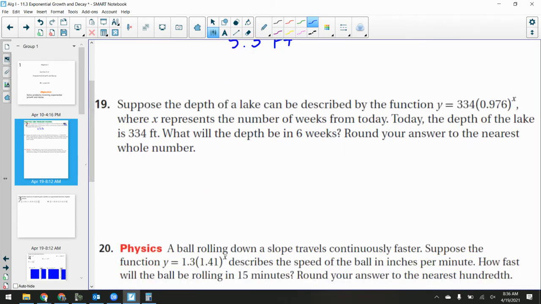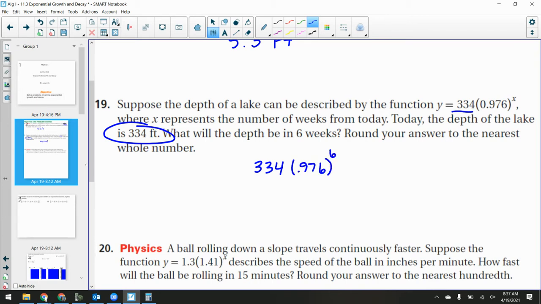All right, same thing with 19 here. Suppose the depth of a lake can be described by the function 334 times 0.976 to the x, where x represents the number of weeks from today. Today, the depth is 334 feet. Again, they didn't need to tell you that piece of information, right? You could have gotten that from the equation. The original amount, the starting value, is 334. 0.976 is my r value. And because it's 0.976, what's happening to the depth of the lake? It's getting smaller and smaller. So honestly, all I do is take 334 times 0.976 to the 6th power.